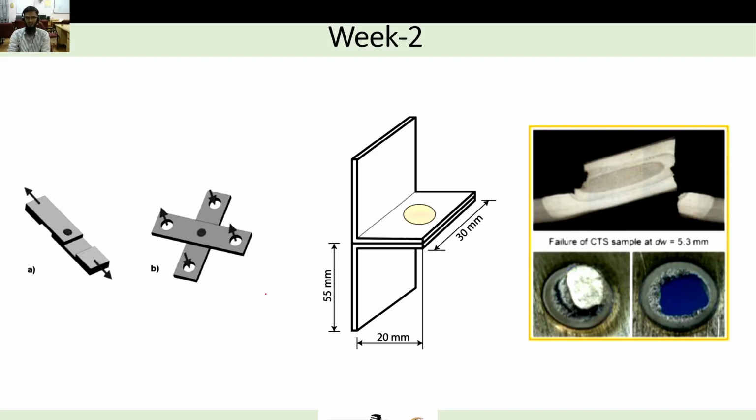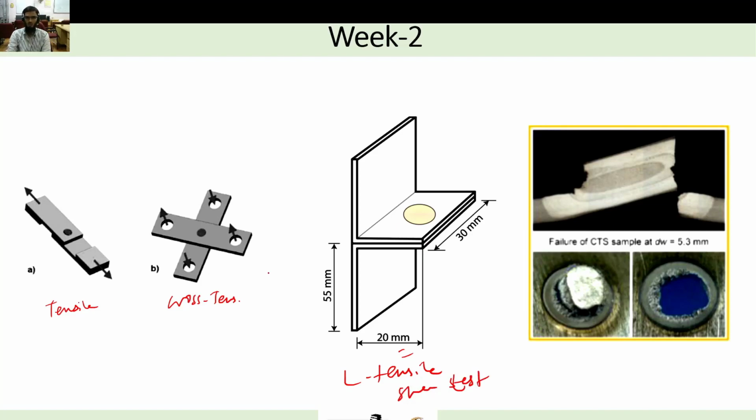Here we saw the testing of the spot welded sample. This is simple tensile testing, and here it is cross tensile. What is the third one? Can any one of you tell? What is the third configuration? This is the L shape tensile testing coupon, or you can say the L tensile shear test sample.